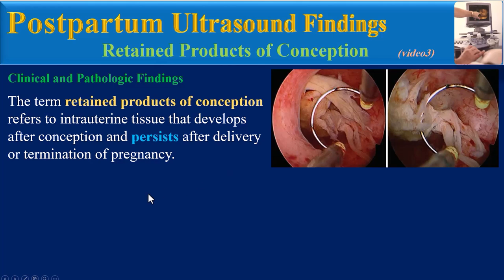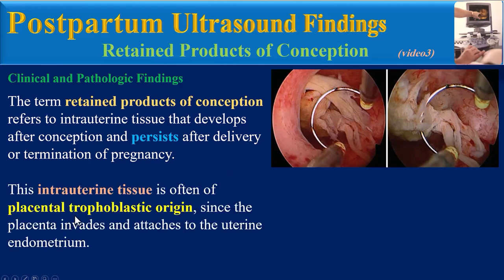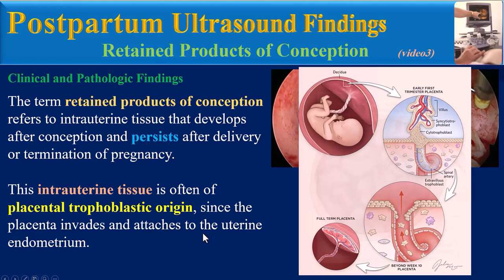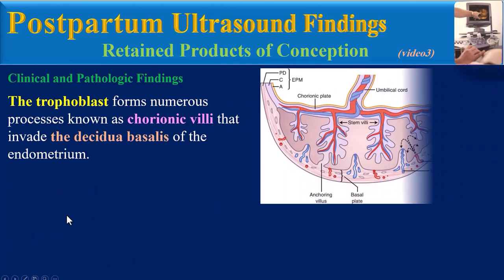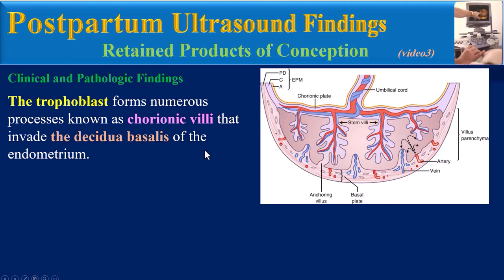The intrauterine tissue is often of placental trophoblastic origin since the placenta invades and attaches to the uterine endometrium. The trophoblast forms numerous processes known as chorionic villi that invade the decidua basalis of the endometrium.